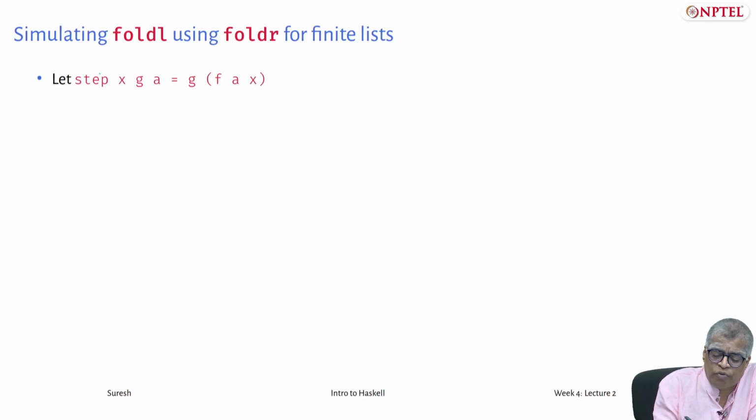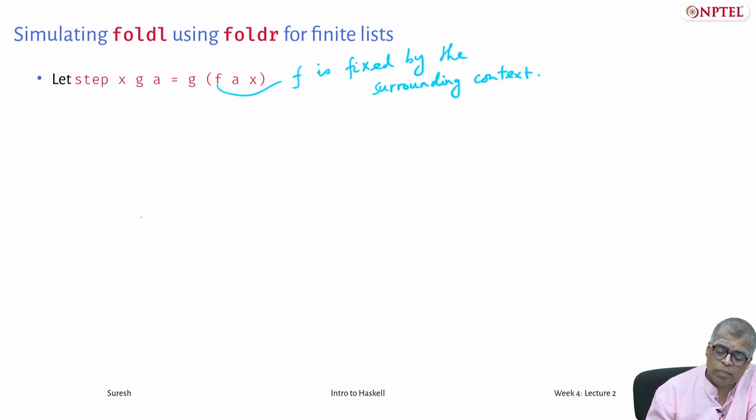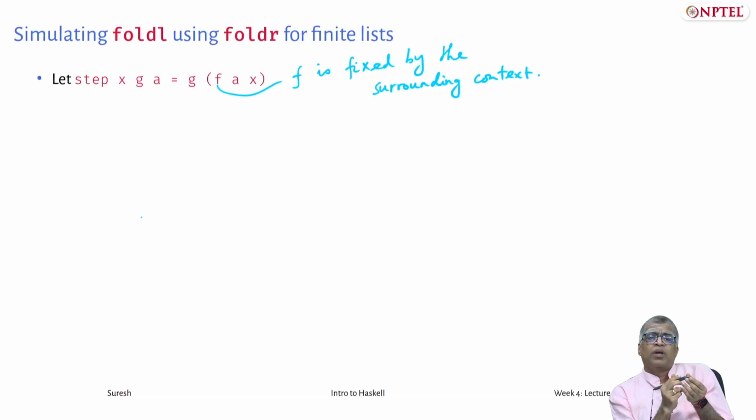Suppose I define a new function step x g a. Step x g a is g applied on f a x, let us say, where f is fixed by the surrounding context, not an argument of step. Step takes 3 arguments x, g and a, and it applies g to f a x. So, that is the definition.